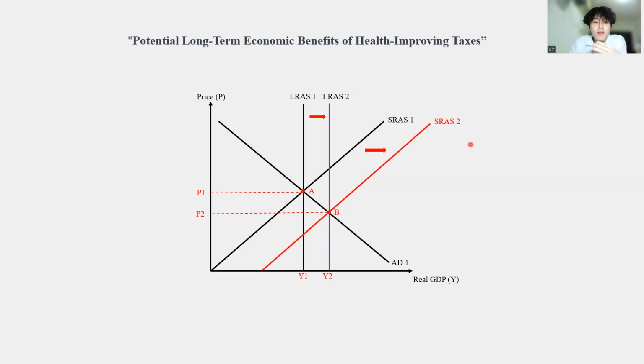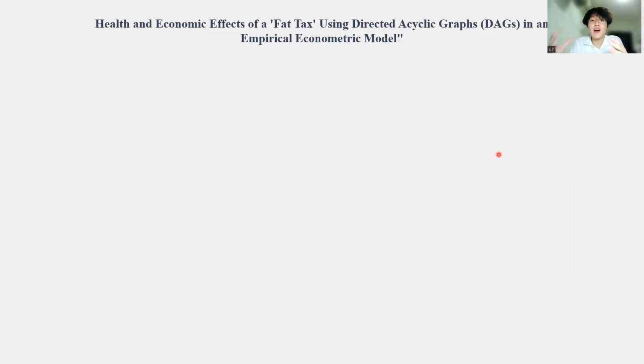So, if the healthcare cost is reduced due to the improved health, it may lead to increased disposable income for consumers. This could potentially boost consumer spending on other goods and services. Well, this shifts the aggregate demand curve to the right side. So in this final part, I'm going to talk about the health and economic effects of a fat tax using a directed acyclic graph. So at the starting point of the graph, I introduce the fat tax policy. This is the primary intervention we are analyzing, and this is the cause of changes in subsequent variables.